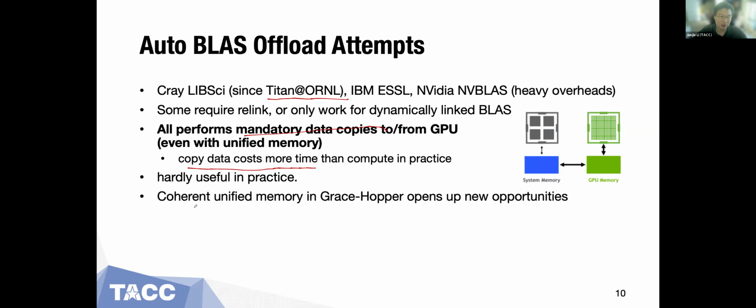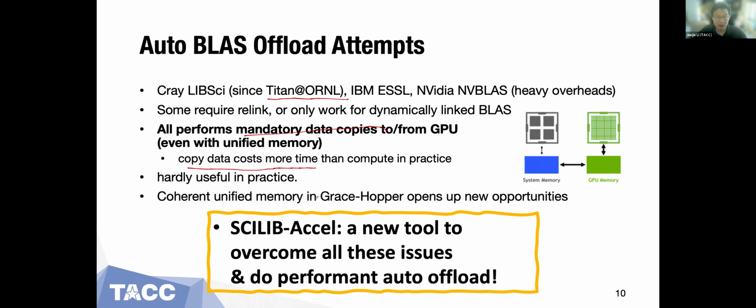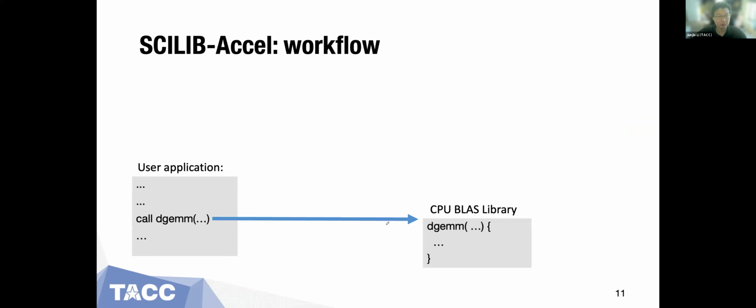Grace Hopper offers that coherent unified memory, so I think that may offer us a new opportunity to rethink how auto offload can work. And I designed a new tool called SCILIB-Accel, hopefully not just accelerating BLAS, but also other scientific libraries such as LAPACK and FFTW. It's really a new tool to overcome all these issues and do performant automatic offload for scientific applications.